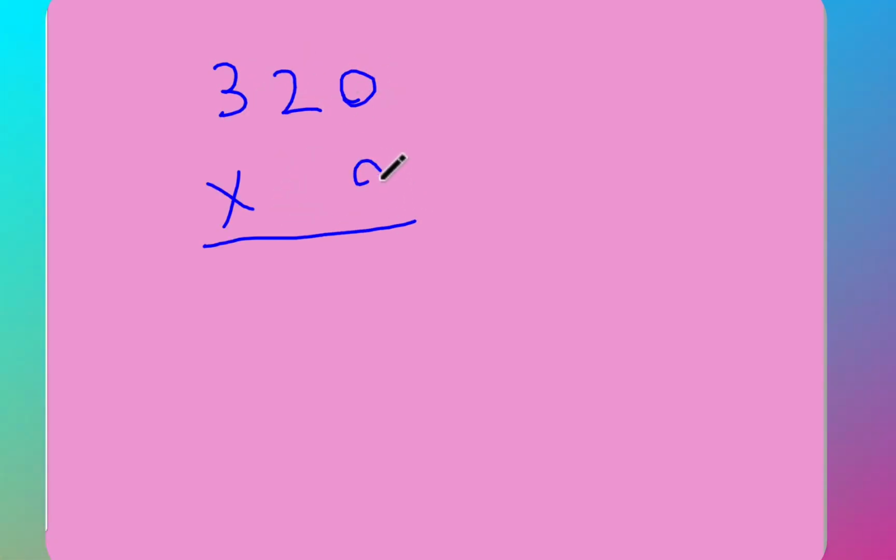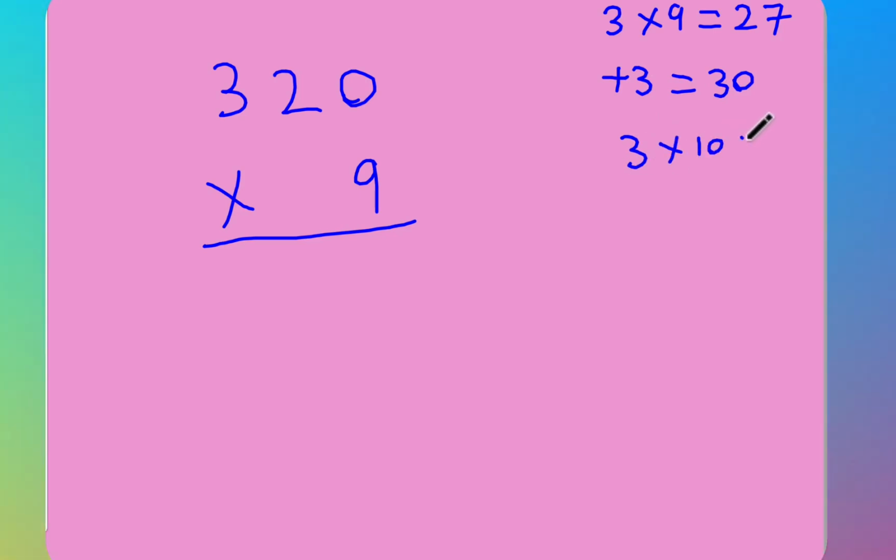Let's say, for example, I've been asked to multiply 320 by 9. Now this long multiplication sum may be difficult, so I don't need to actually do it. If I remember from my multiplication, I can say 3 multiplied by 9 equals 27. If I add 3 to this number, I'm going to get 30, and 3 multiplied by 10 equals 30. So all I need to do is change this 9 into a 10, but I need to remember to minus 320 at the end. So let's rub this out and convert it into a 10.